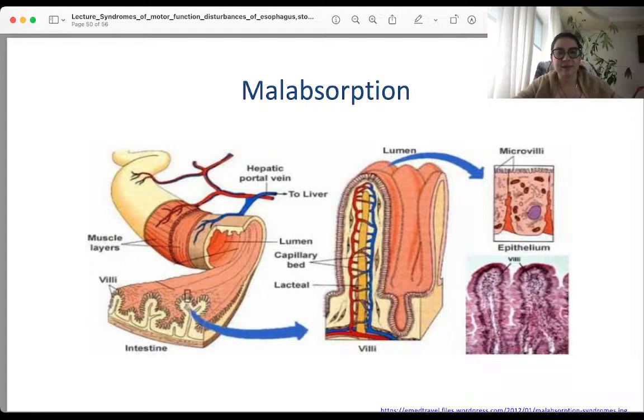And here is schematically the mechanism of malabsorption. You see that it is on the epithelium of the intestine. It is abnormal absorption of nutrients to the capillaries through the microvilli.